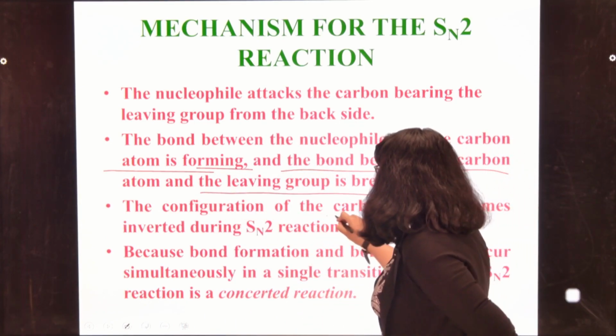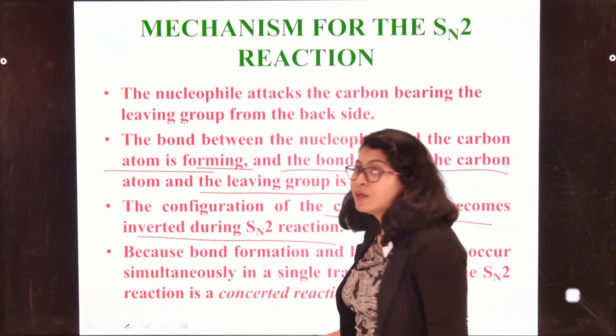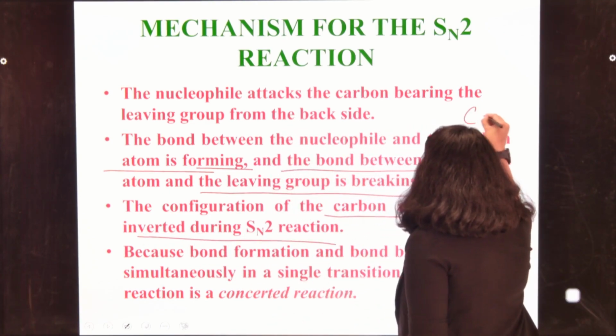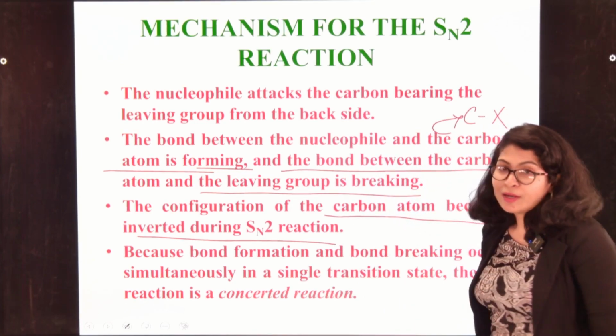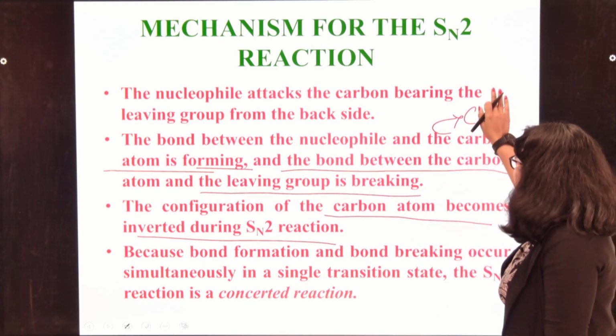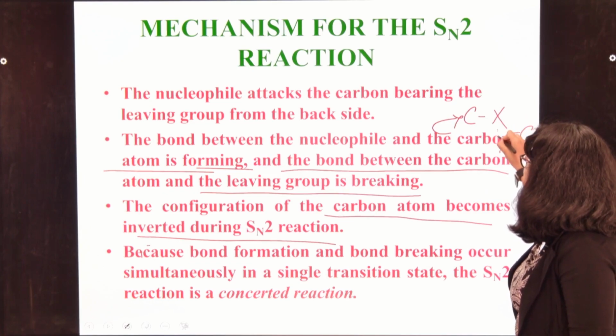The configuration of the carbon atom becomes inverted during the SN2. Why inverted? Suppose here C-X was there. Now the nucleophile is coming and attacking from the rear end. So what happens? This X minus removes itself, leaving behind a carbon-Nu bond.